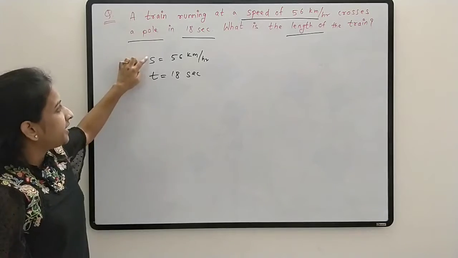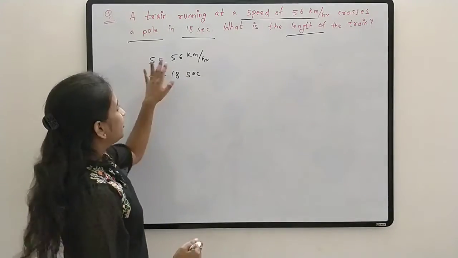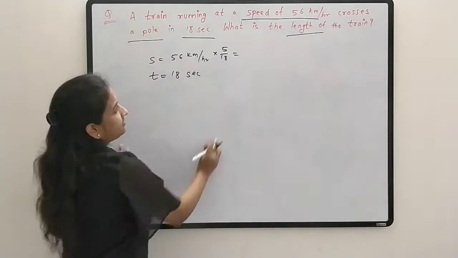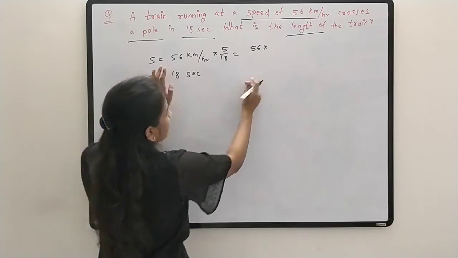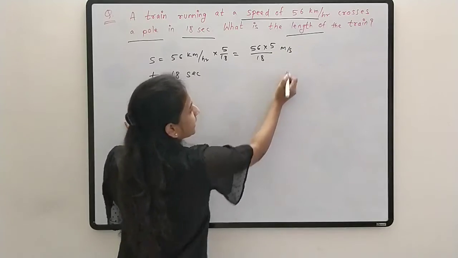See, here speed is in kilometer per hour. We have to convert it into meter per second. For that we should multiply this by 5 by 18. Then we will get it in meter per second. So right now don't do calculations. Just keep it like this, meter per second.